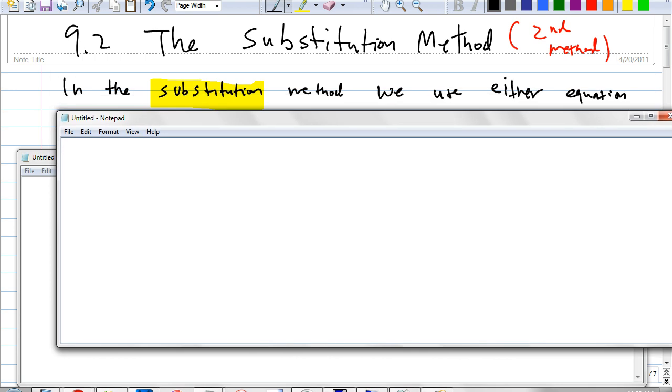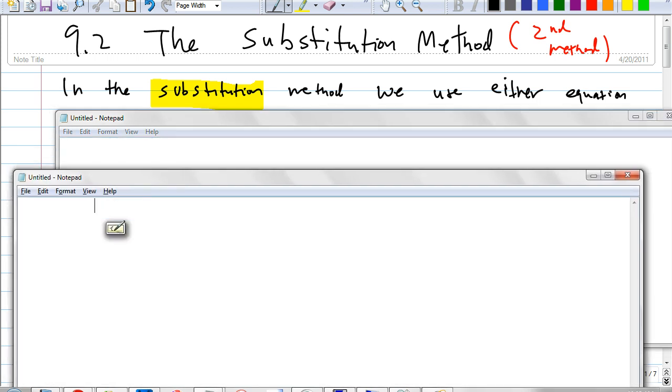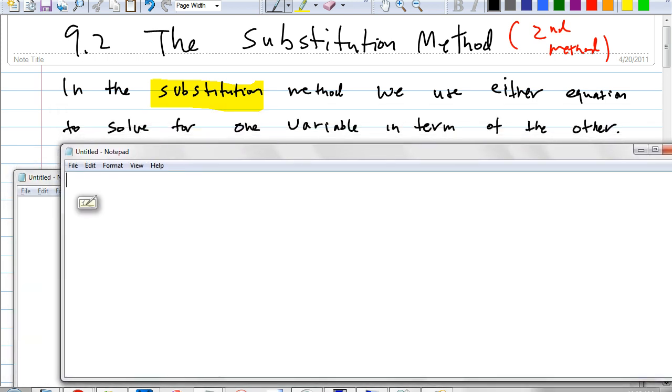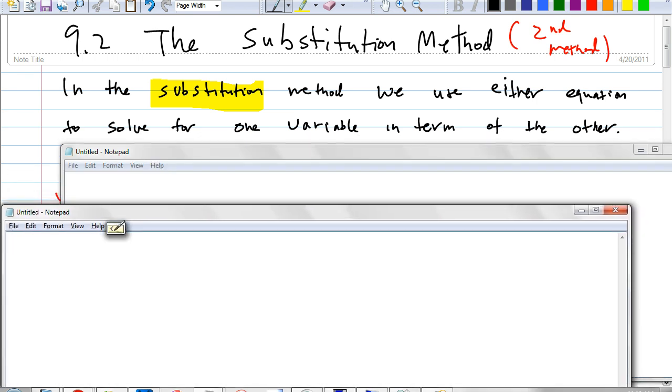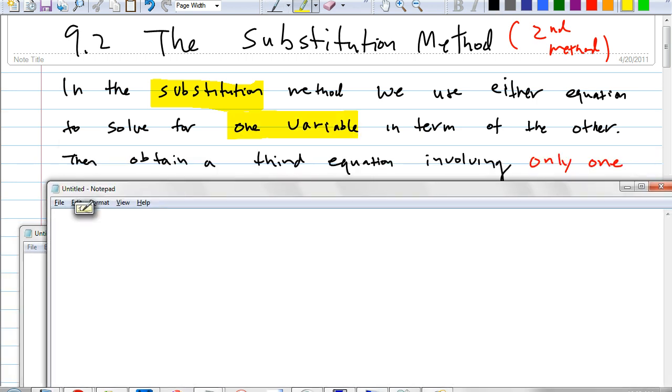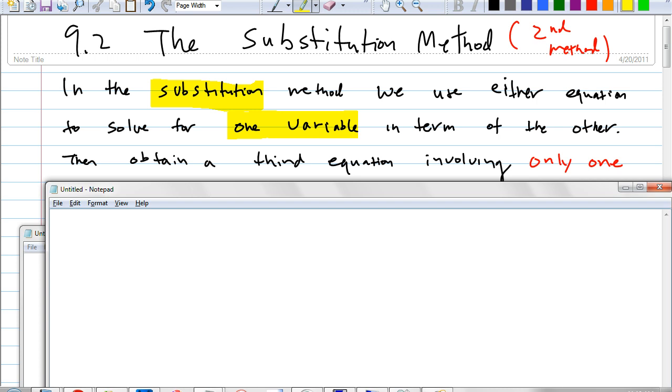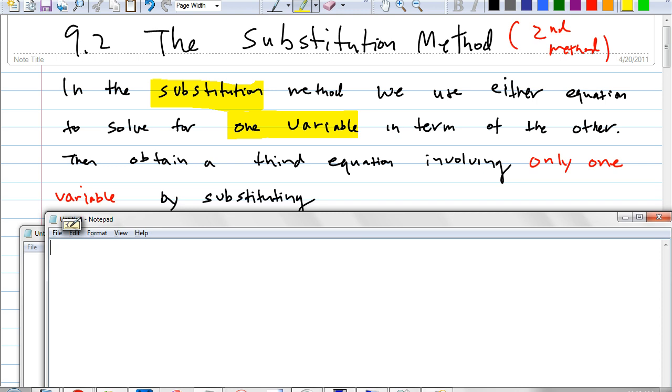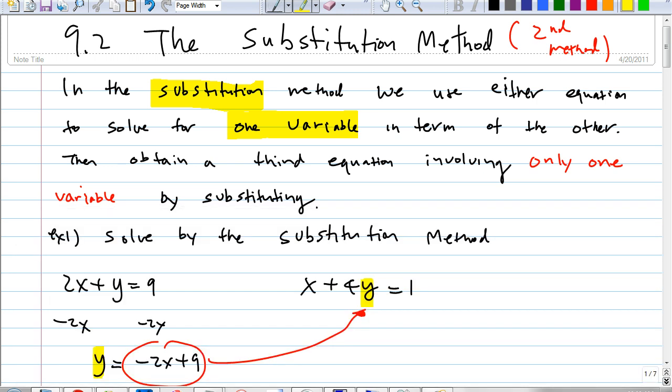So write this down. In the substitution method, how do we use it? In the substitution method, we use either equation to solve for one variable in terms of the other. Okay, that's the first step. Then, after that, you obtain a third equation involving one variable by substituting. Okay, so write that down. Let's see what that means.